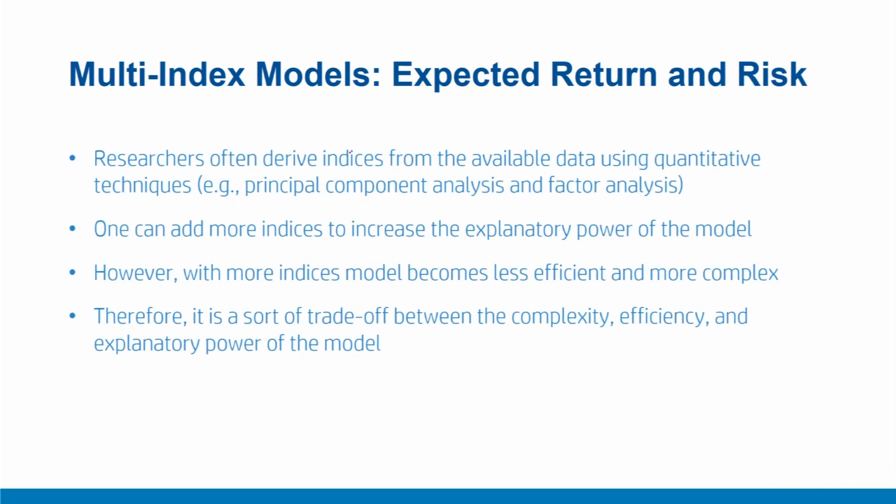Please note that these industry indices are constructed so that they are uncorrelated with each other as well as with the market. The basic assumption here is that a firm's return can be affected by the market and some other industries. Researchers often derive indices from the available data using quantitative techniques, for example principal component analysis and factor analysis. One can add more and more indices to increase the explanatory power of the model. However, with more indices, the model becomes less efficient and more complex. So it's a trade-off between complexity, efficiency, and explanatory power of the model.